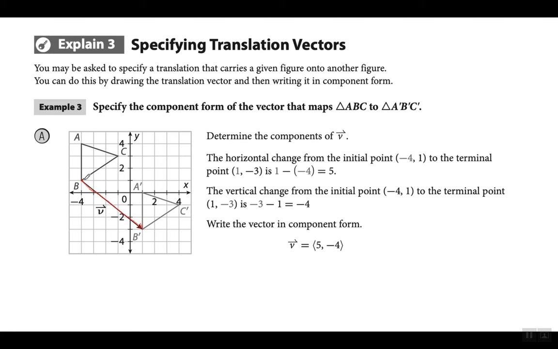Okay, if you look at it, it's going to the right. 1, 2, 3, 4, 5. That's how they got this number right here. The entire figure is being moved to the right 5 units. So that's why you got to put positive 5 right here in the first column. And it's moving down 1, 2, 3, 4 units. Since it's moving down, that means you got to subtract 4, which is written like that, as negative 4.